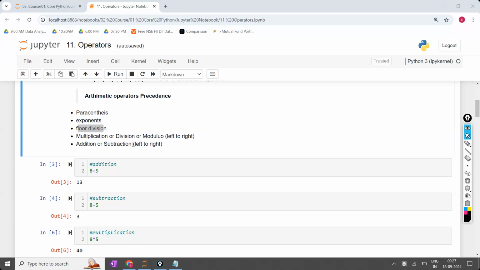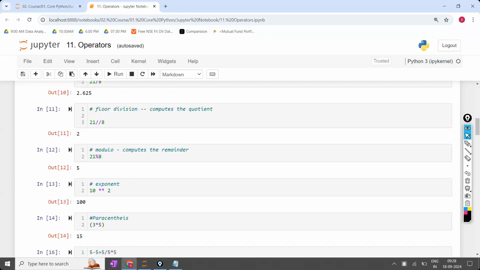Addition or subtraction: either you can do addition or subtraction, whatever order was given in the question, same order. In the question, if plus comes first, do the plus. If minus comes first, do the minus. That is the meaning of left to right. Left to right means whatever order they have given in the question, follow the same order. Is the point clear? Parenthesis, exponents, float division, multiplication, division, modulo, and addition or subtraction.